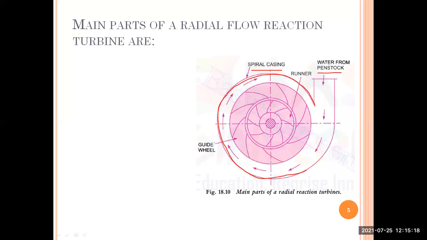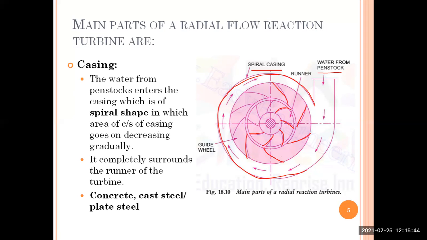After that, you have a guide wheel, where fixed vanes are fixed. The guide wheel has a number of fixed stationary vanes which are not moving. After the guide wheel, you have the runner, where the vanes are moving around the runner. So a number of moving vanes are fixed. These are the main parts of the radial flow reaction turbine. Let us see the components in detail.